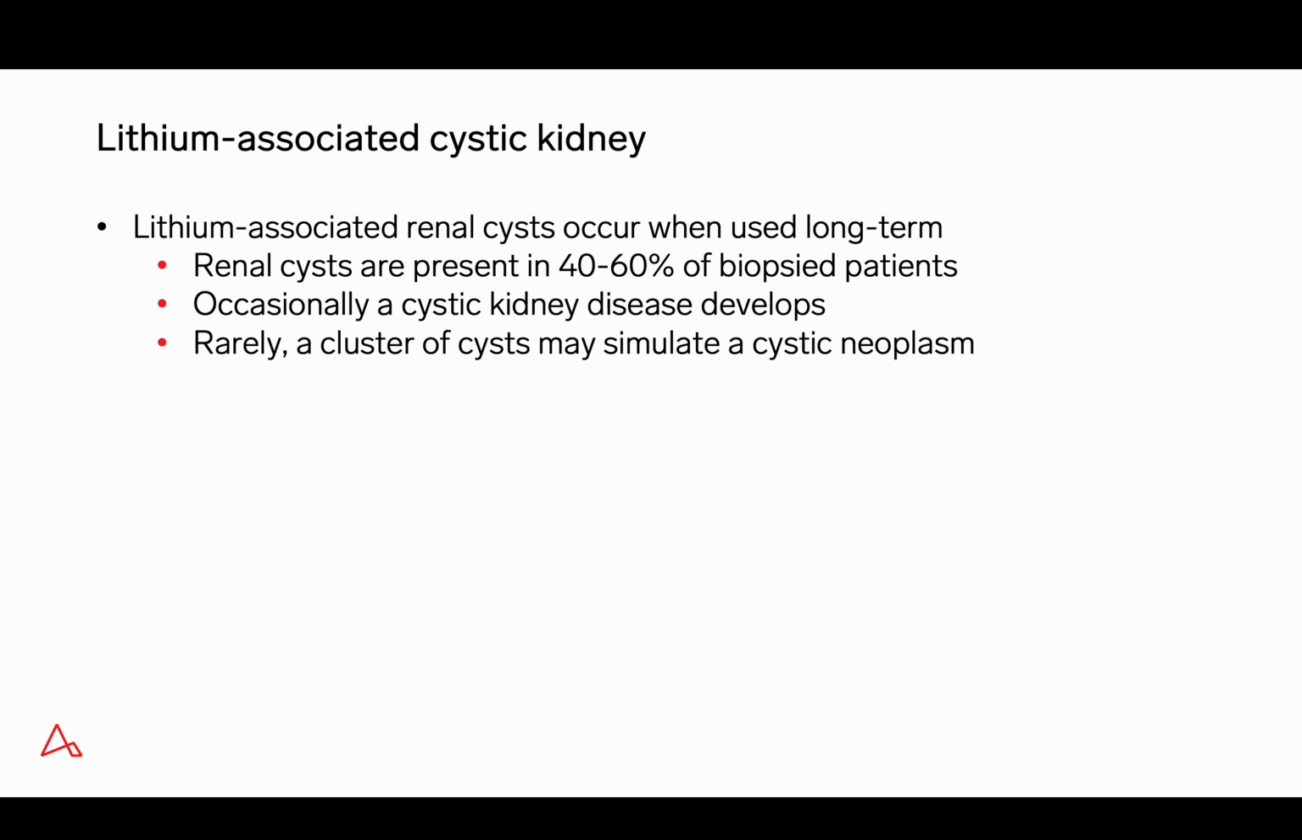Lithium can produce several associated cystic lesions in the kidney. The most common is simply multiple renal cysts, and this occurs in about 40 to 60% of biopsy patients. Occasionally, numerous cysts will form in patients on lithium, and a cystic kidney disease may develop. And rarely the cysts may cluster in a portion of the kidney and simulate a cystic neoplasm.